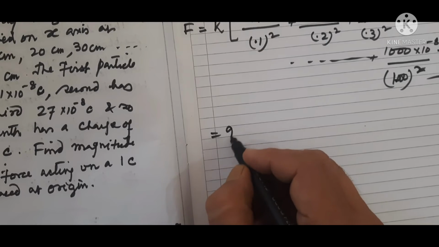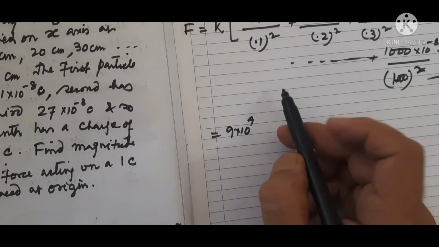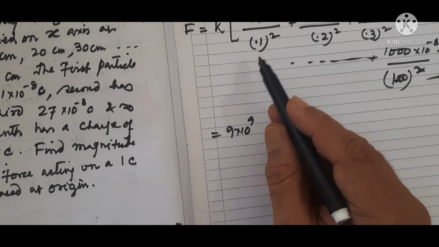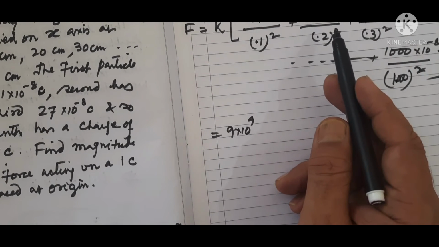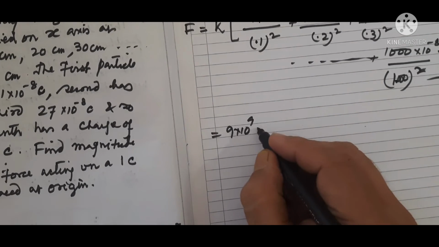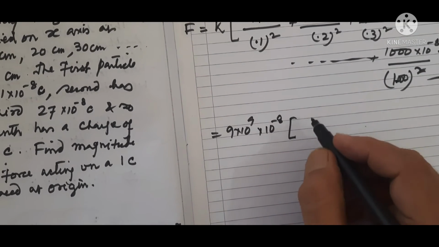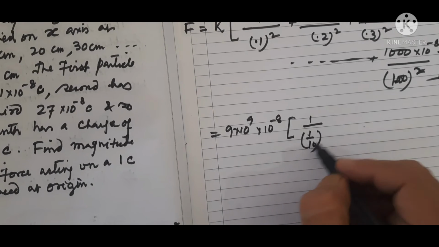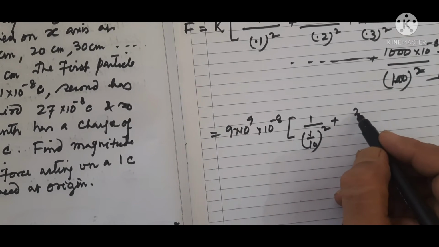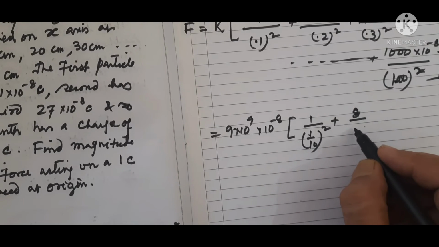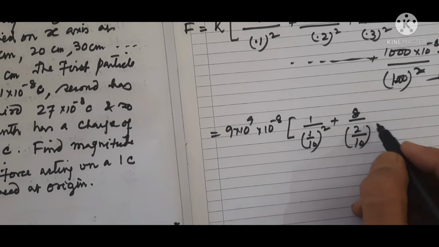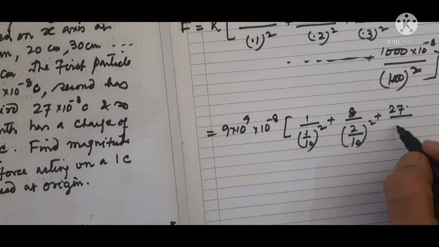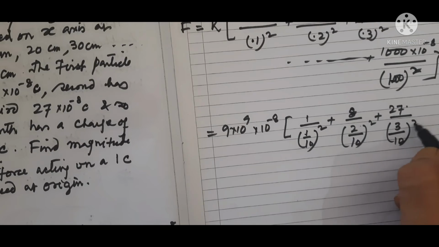Now here 9 into 10 to the power 9. Now if I take out 10 to the power minus 8 as common, here we will get 1 by 0.1 squared, that is 1 by 10 squared, plus 8 by 2 by 10 squared, and we can write 27 as 3 by 10 squared, and so on.